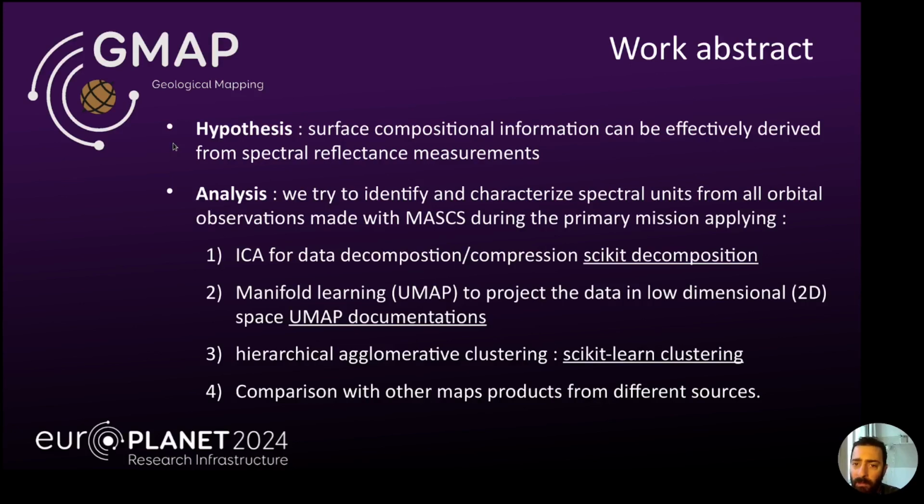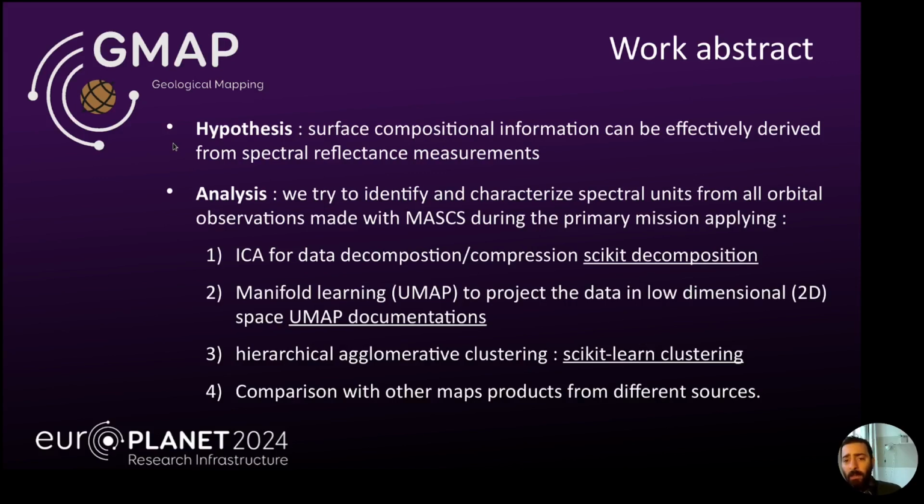Our hypothesis is that the surface composition information can be derived from the spectro-reflectance measurements that we have of the surface. Which kind of analysis are we going to use? We're going to try to identify and characterize spectral units from orbital observations made with this mass spectrometer during its primary mission.